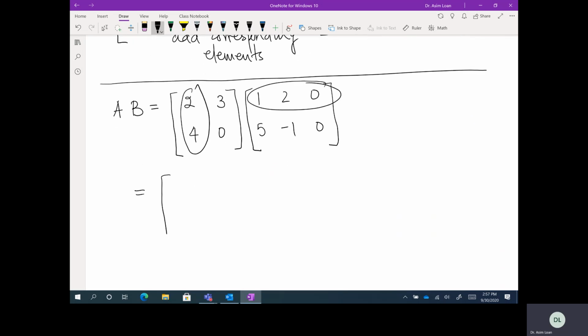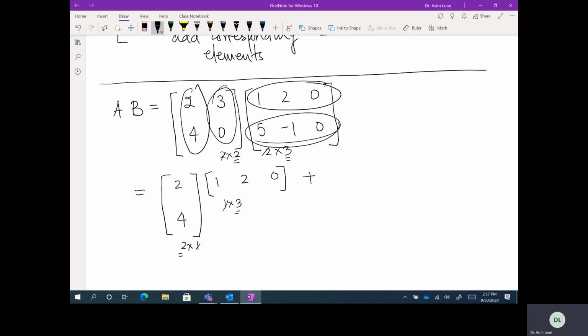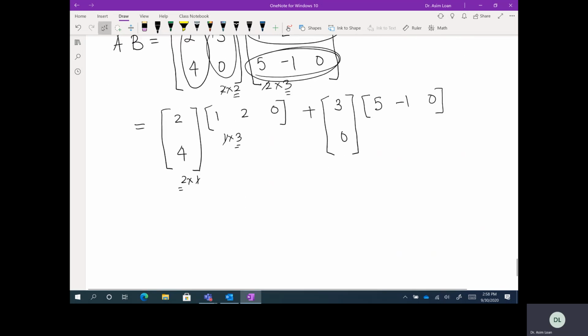So I can write this one as 2, 4 times 1, 2, 0. This is going to give me a 2 by 1 times 1 by 3, so it's going to give me a 2 by 3 matrix, right? Obviously I'm going to get a 2 by 3 matrix because this is a 2 by 2, this is a 2 by 3. Plus the second column and the second row, 5 minus 1, 0. So what do I get? I will get 2, 4, 0.